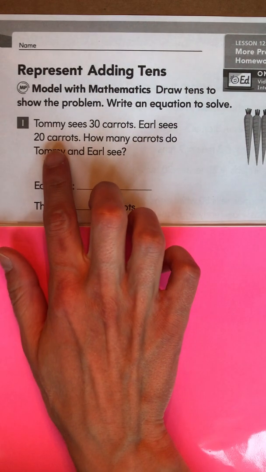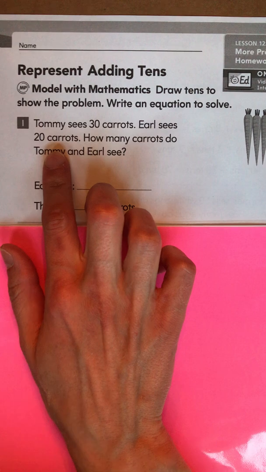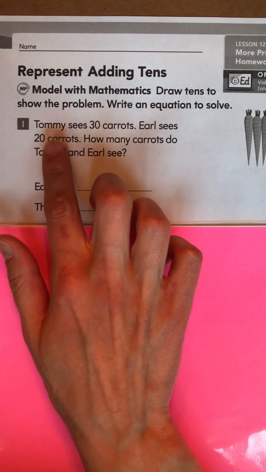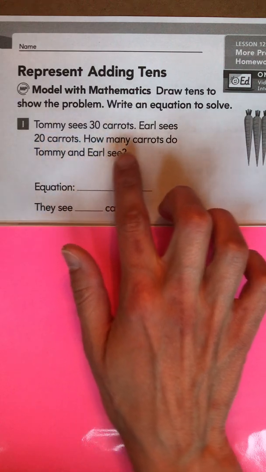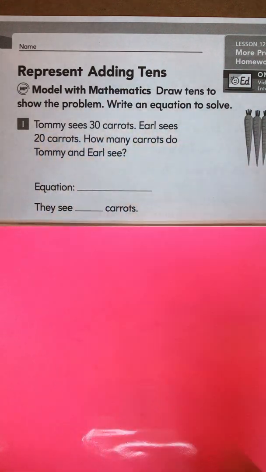I'm going to read number 1 to you. Please create a picture in your mind as I read aloud. Tommy sees 30 carrots. Earl sees 20 carrots. How many carrots do Tommy and Earl see?